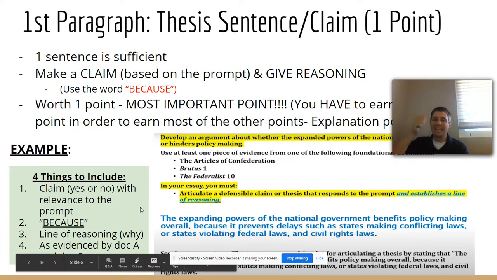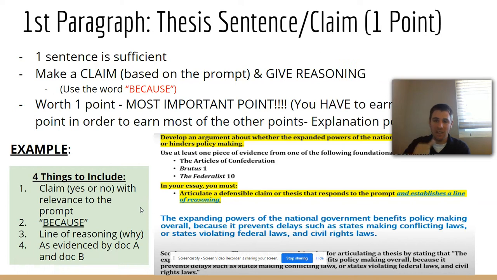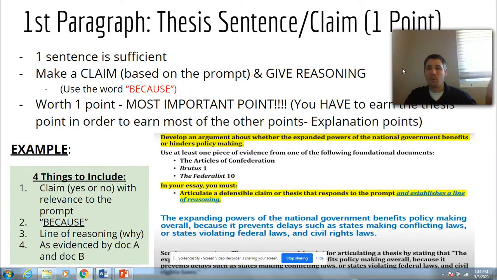First, relating to the prompt, make a claim. So they'll give you a prompt, restate that prompt, echo it, maybe reword it, tweak it around a bit, and then make a claim. What do I mean by make a claim? Say definitively yes or no to the given statement. It is an argument. You can't be wishy-washy and say maybe. You got to say yes or no.